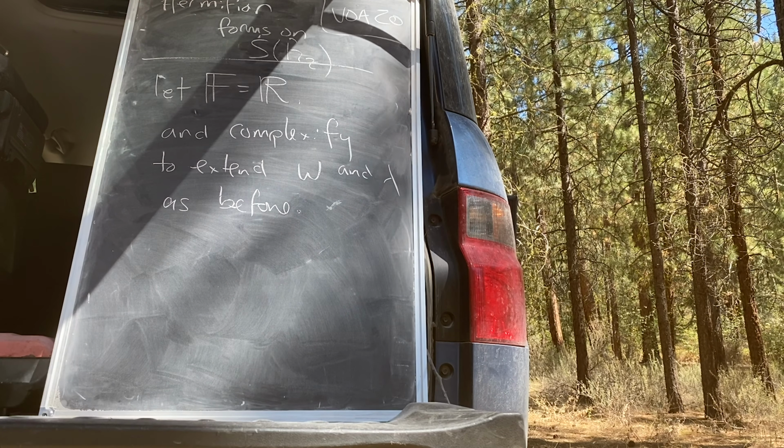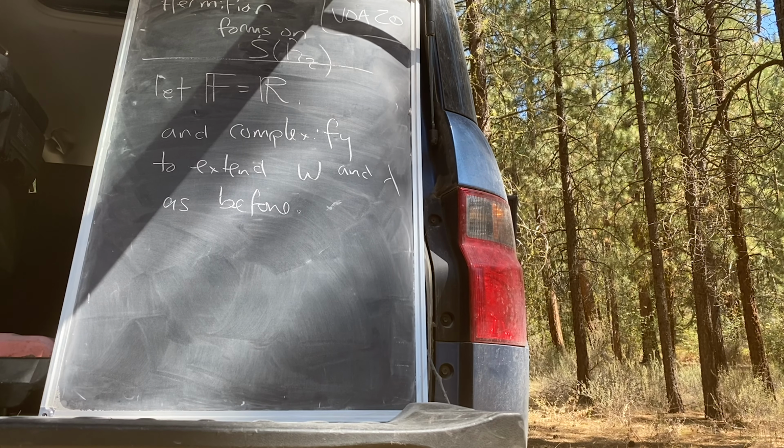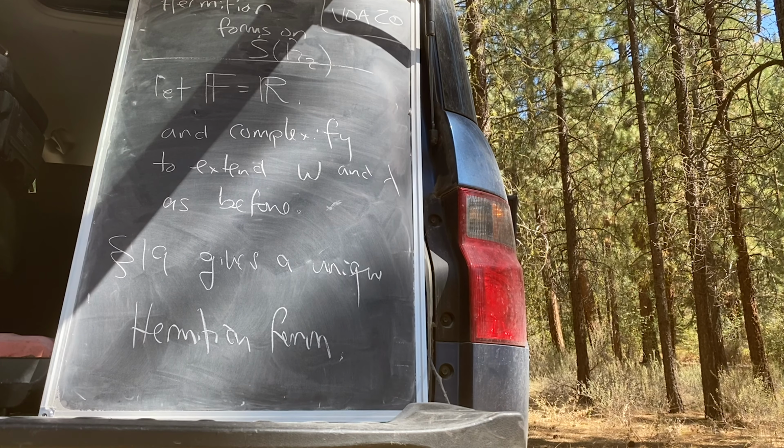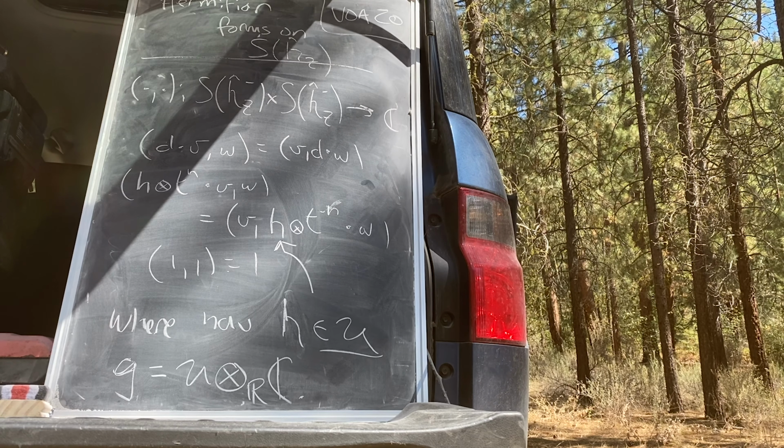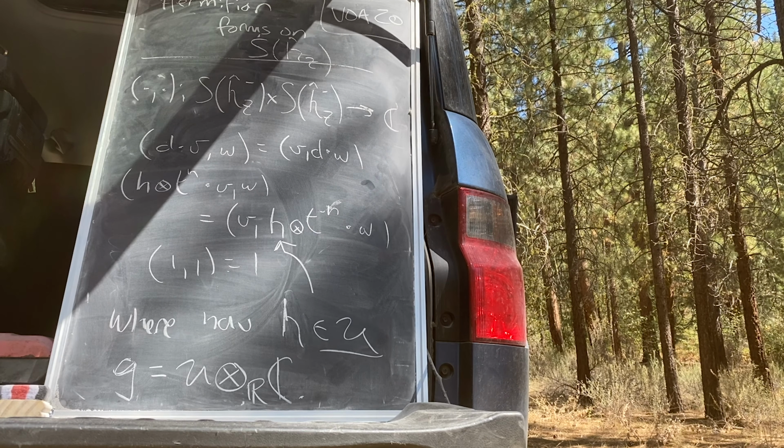Specializing to the case where the field is the reals, we can complexify to extend omega and lambda as before. Section 19 gave us a unique Hermitian form on these modules. Note that this effectively restricts our construction to the real form of the abelian Lie algebra H.